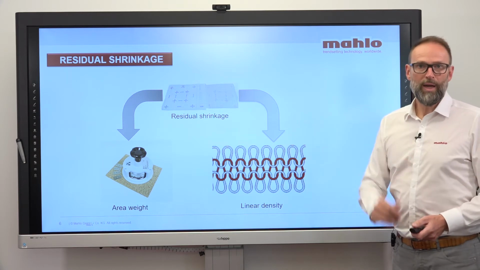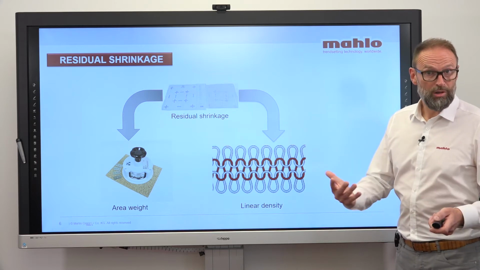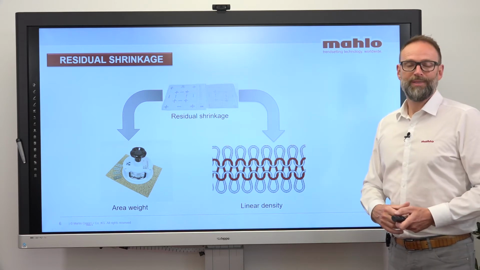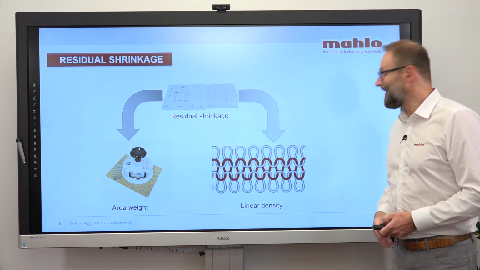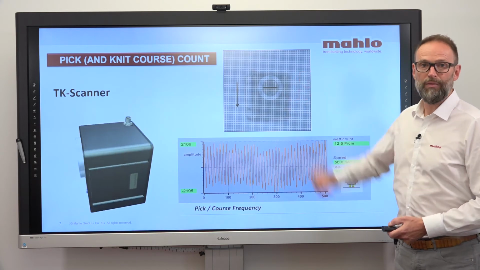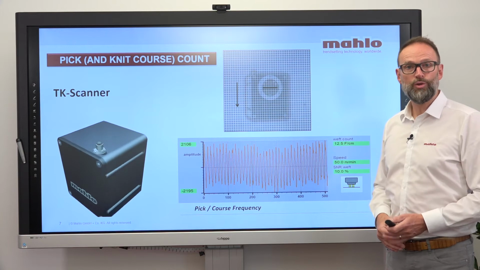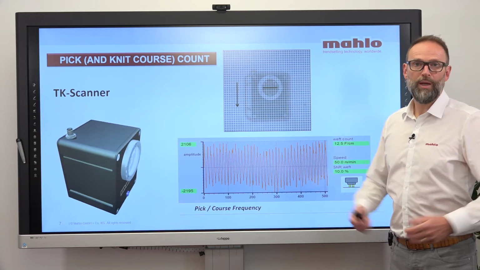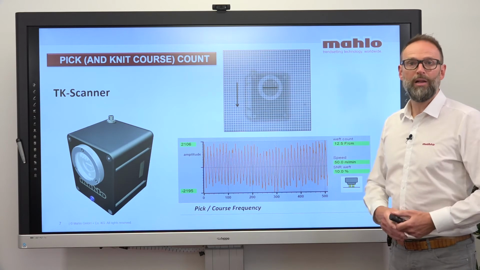So the only way to get an online measurement of the residual tension is to measure the linear density continuously. To do so, we have our TK scanner. This is a scanner that we also use for the weft straightening, and therefore we have built that 1,000 times already. It's a very reliable instrument.